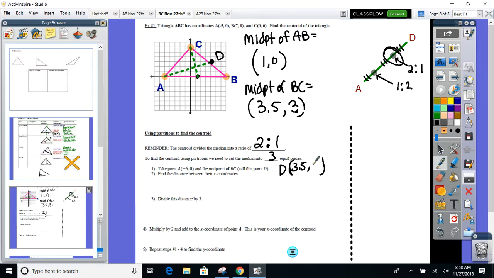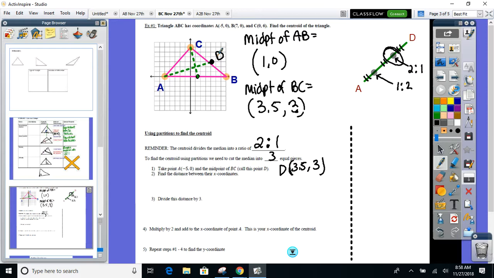Yep, that's point D. Where did this median start from? The median starts from point A. All right, so all I'm focused on is this median AD.